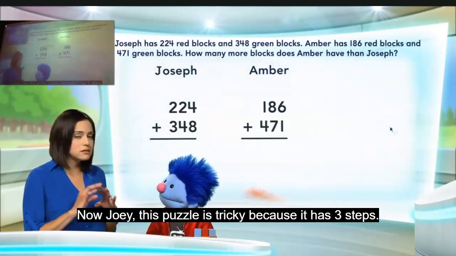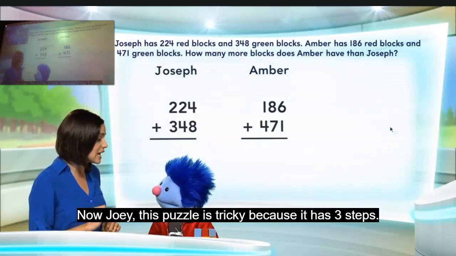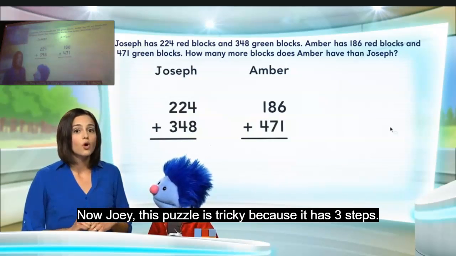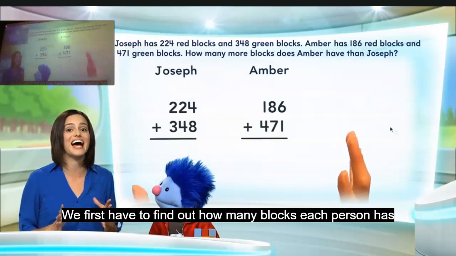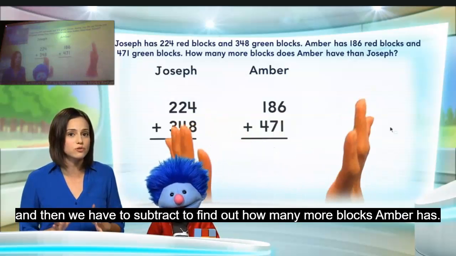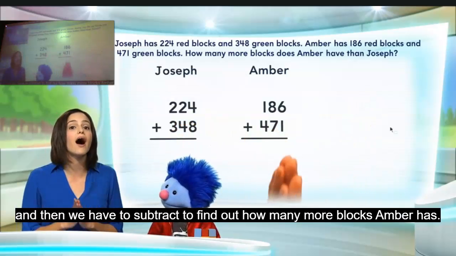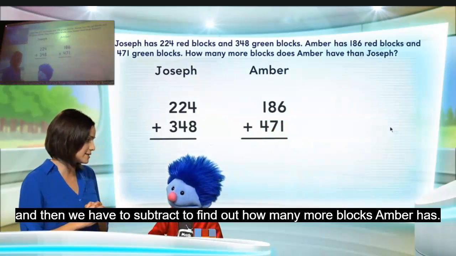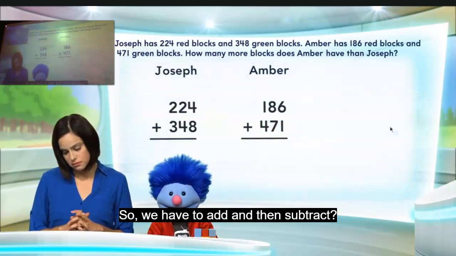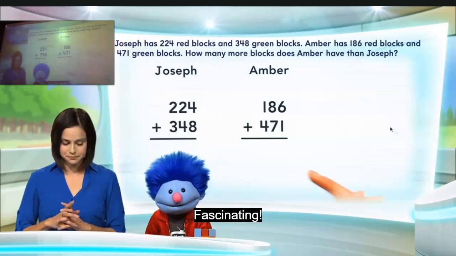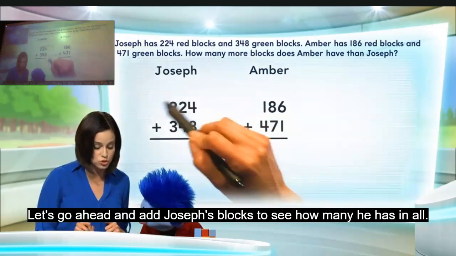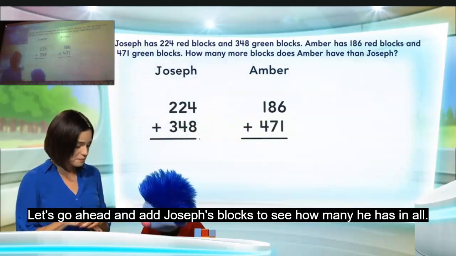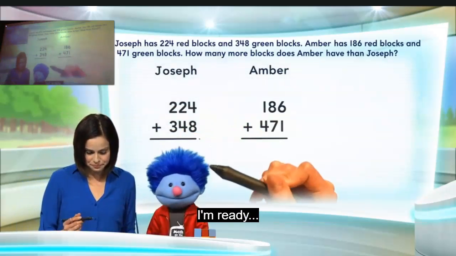Oh. Now, Joey, this puzzle is tricky because it has 3 steps. We first have to find out how many blocks each person has, and then we have to subtract to find out how many more blocks Amber has. So we have to add and then subtract? Yes, you ready? Fascinating. Let's go ahead and add Joseph's blocks to see how many he has in all. Okay. You ready? I'm ready.